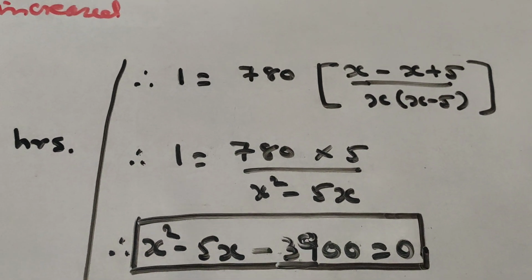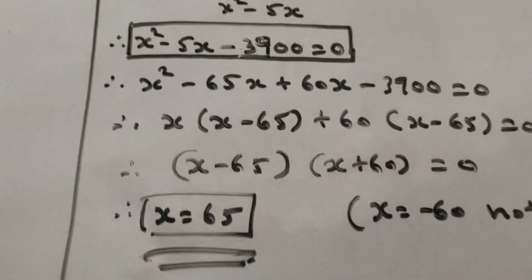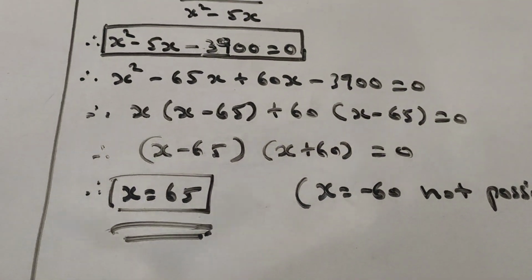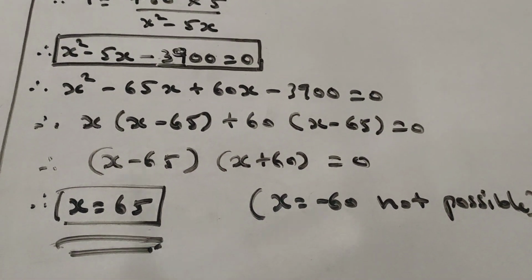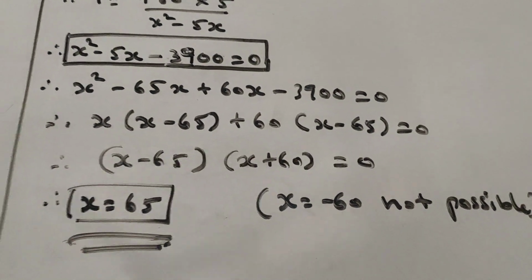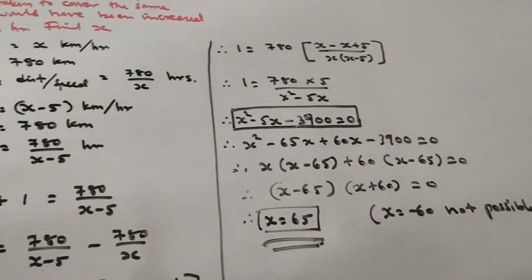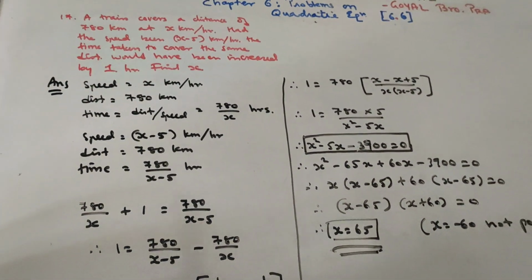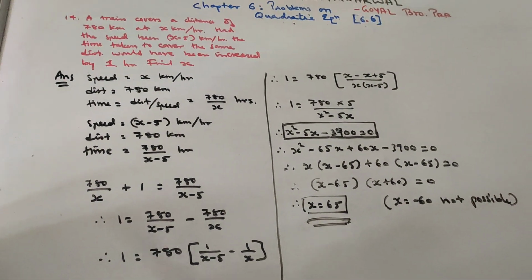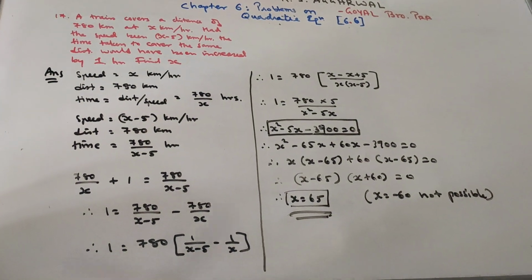So we got our first answer. Now we require to find out the value of x. When we simplify it and factorize, we get x equal to 65 and x equal to minus 60. Minus 60 is not possible, so x equal to 65 is our answer. I hope you understood. It is the same sum like that of sum number 16. Let us work it out. Sum number 18.